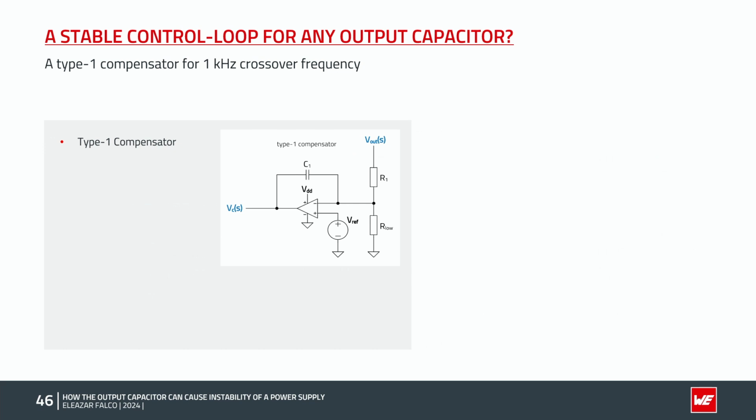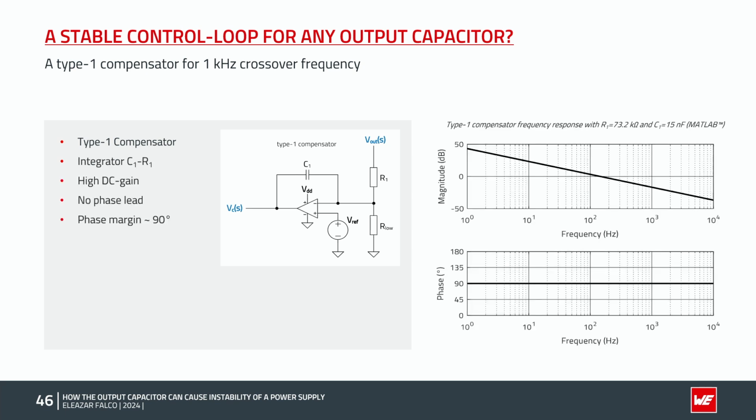In this case, as the plant does not contribute any phase lag, a type 1 compensator circuit can be used, instead of the type 3 that we used before. A type 1 compensator is just an integrator circuit built around an op-amp with C1 and R1 as shown here in the image. The compensator provides high DC gain to reduce the steady state error, but it does not provide any phase lead, so it has a constant phase lag of minus 270 degrees.